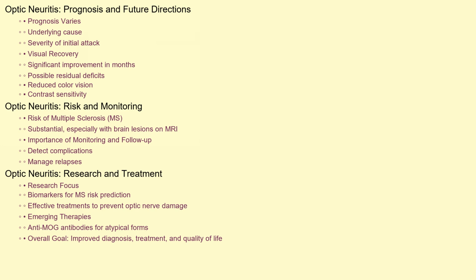Recent research is focused on identifying biomarkers that can predict the risk of MS conversion and developing more effective treatments to prevent optic nerve damage and improve visual outcomes. Newer therapies, such as anti-MOG antibodies, are showing promise in treating atypical forms of optic neuritis. Ongoing research continues to provide hope for better diagnosis, treatment, and management of this condition, ultimately improving the quality of life for those affected.